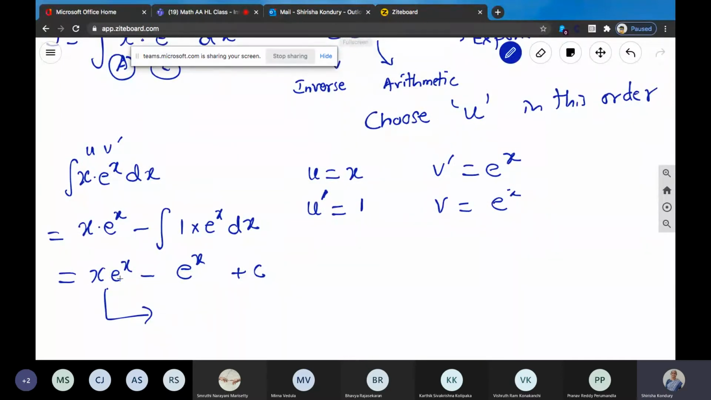What is the derivative of x e power x? It's product rule. What is the derivative of e power x? E power x only. Derivative of c is 0. Have I got back my original expression? Yes. So my integral is correct.